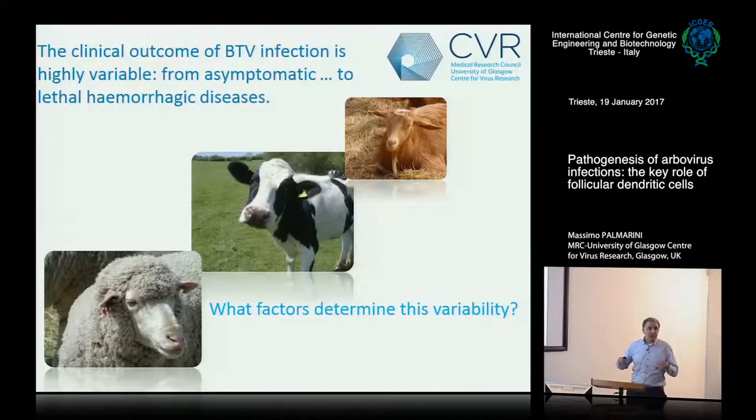Cows are considered to be the major reservoirs of infection, so they do get infected, they get high levels of viremia, but very rarely get clinical symptoms. Similarly goats do not get sick. And as I say, cows are considered reservoirs also because of their body size, so you get many more midges feeding on a cow than on a sheep.